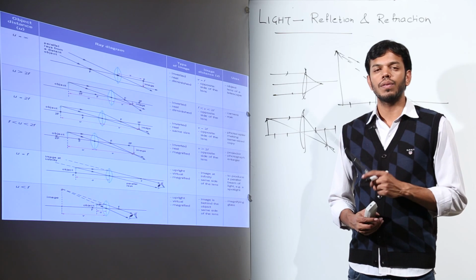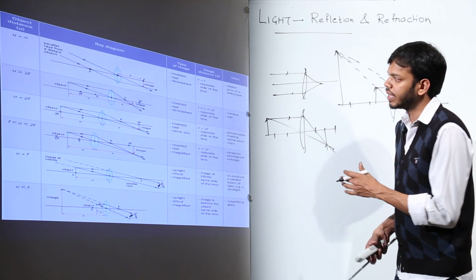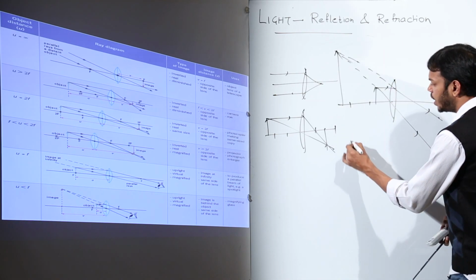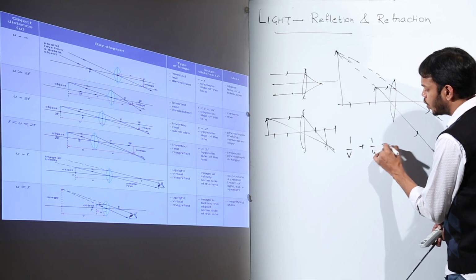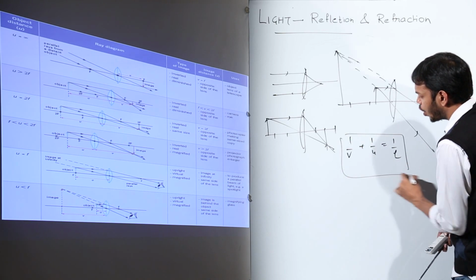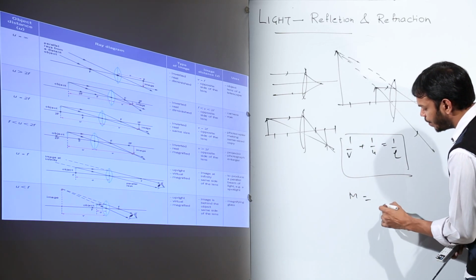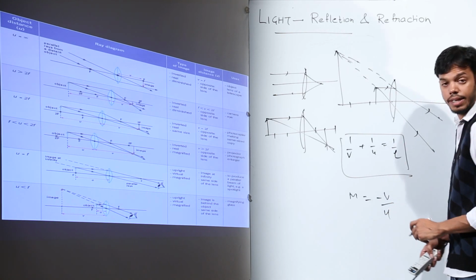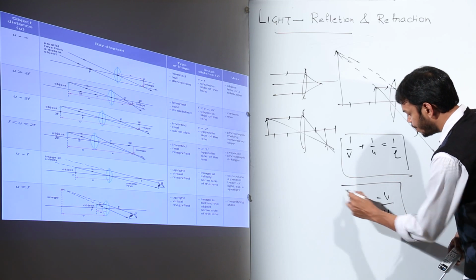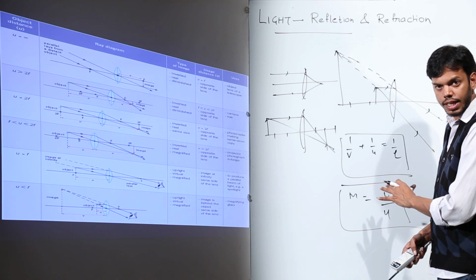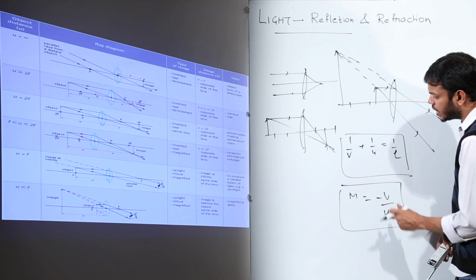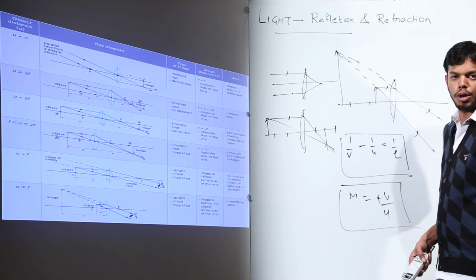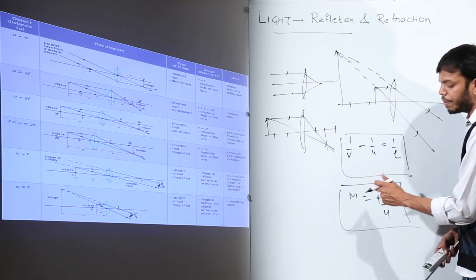Before we start learning the formula for lens, that is lens formula, what was the mirror formula? 1 upon v plus 1 upon u is equal to 1 upon f. And what was the magnification? Magnification was minus v upon u, right? These are in case of mirrors. In case of lens, the difference in the formula is this becomes negative and this becomes positive. This is lens formula and this is the magnification formula.